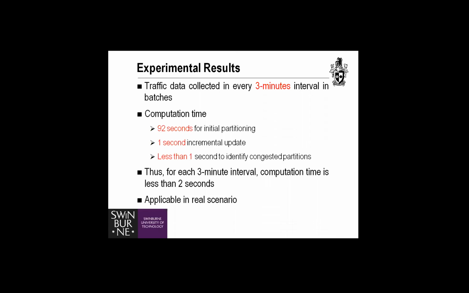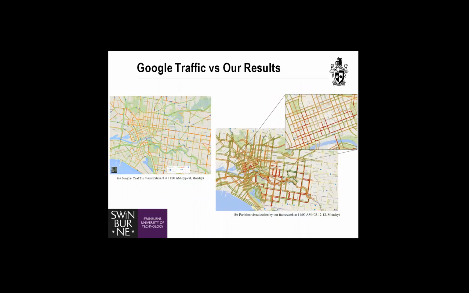In the following slides, I will explain the results that we got. Here in this slide, I have shown the result that we obtained from Google Traffic, with the visualization from Google Traffic and the visualization of our framework. In figure A, we see that Google Traffic just visualizes the real-time traffic in the form of a simple heat map, where road segments having high traffic are shown in dark red colors, and those having low traffic are shown in light green colors.